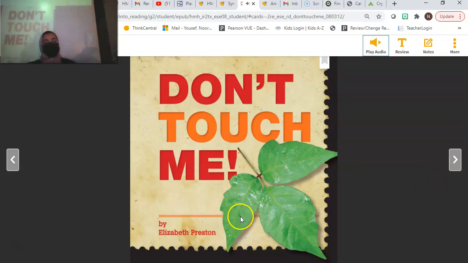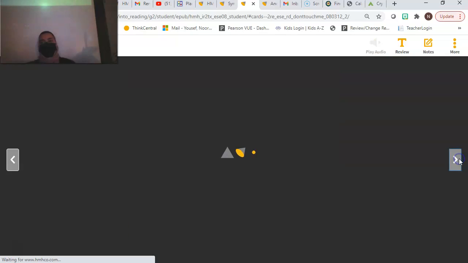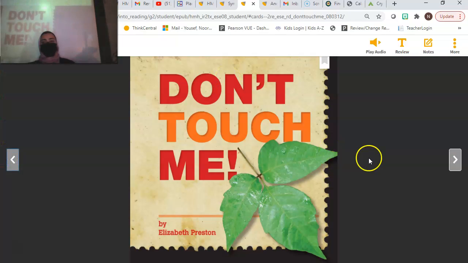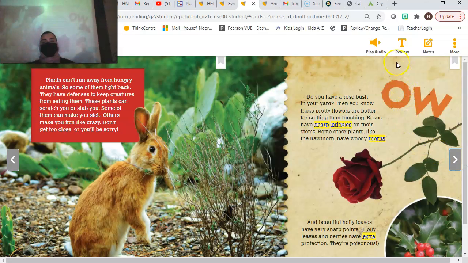What do you guys think this leaf is? Amaria, what do you think it is? Maybe poison ivy or poison oak. Why do you think it's something poisonous? Haney, why do you think it's something poisonous? You don't want to touch it. If something is poisonous, you can get sick, right? You don't want to touch that, do you?